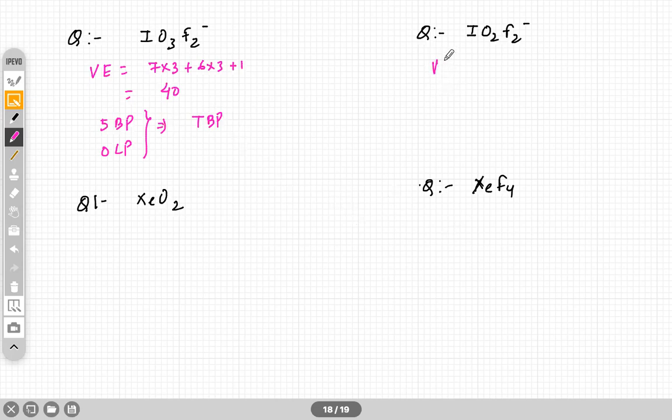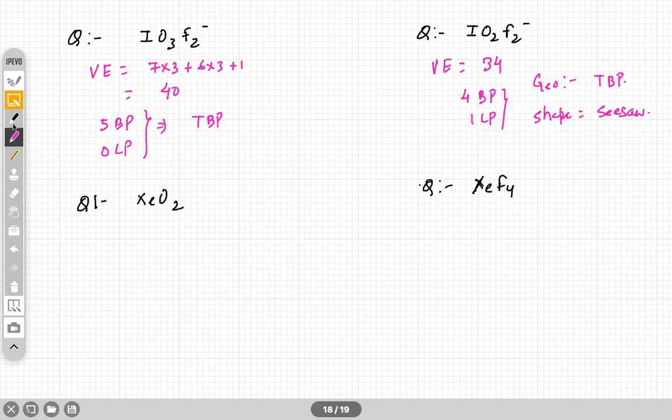Okay, here if you see the valence electron, 7 plus 21 plus 1, 22, 22 plus 12, that is 34. Is it 34? 34, right? So 34 divided by 8, so we have 4 bond pair and 1 lone pair. Geometry, if you see, geometry is TBP, trigonal bipyramidal, right? Shape is what? Shape is here seesaw.